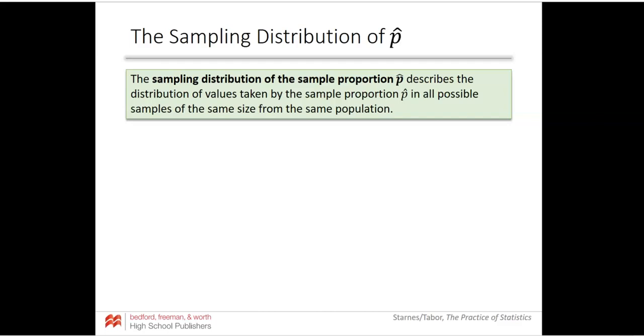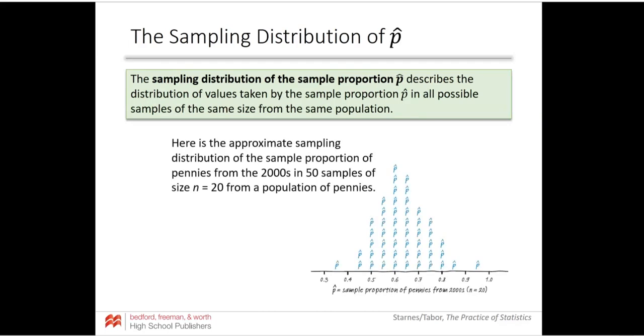So the sampling distribution of the sample proportion p hat describes the distribution in all possible samples of the same size. Like taking 20 at a time and averaging those. Each one of those p hats represents a sample of 20 that we averaged. In this case, we're talking about samples of pennies of sample size n equals 20. Each time we did that, those are all the individual p hats that make up that sampling distribution.